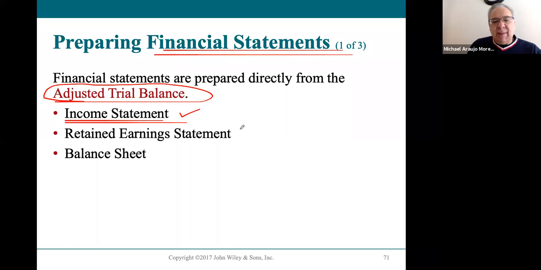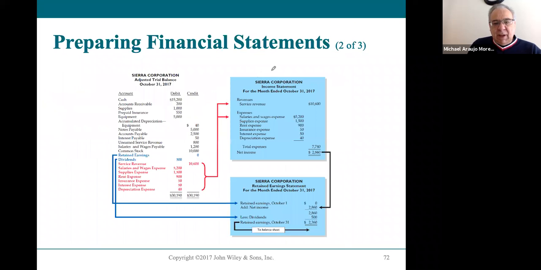After we're done with the income statement, we'll move on to the remaining statements. But the income statement is critical. So here is the income statement for the month ending October 31st.